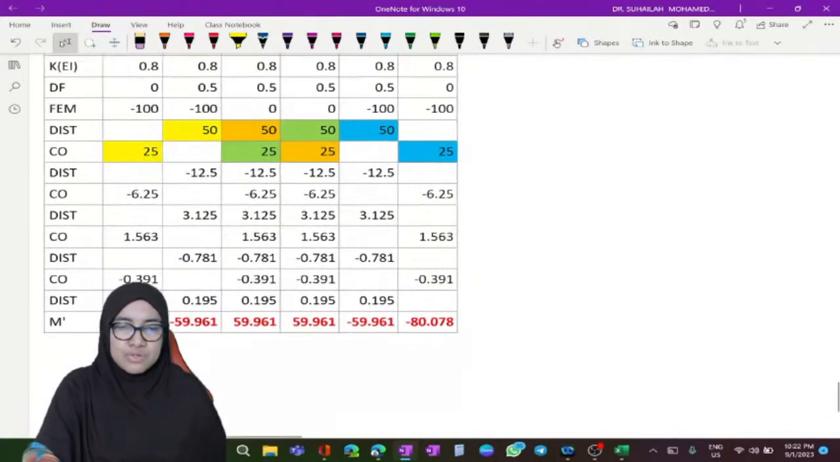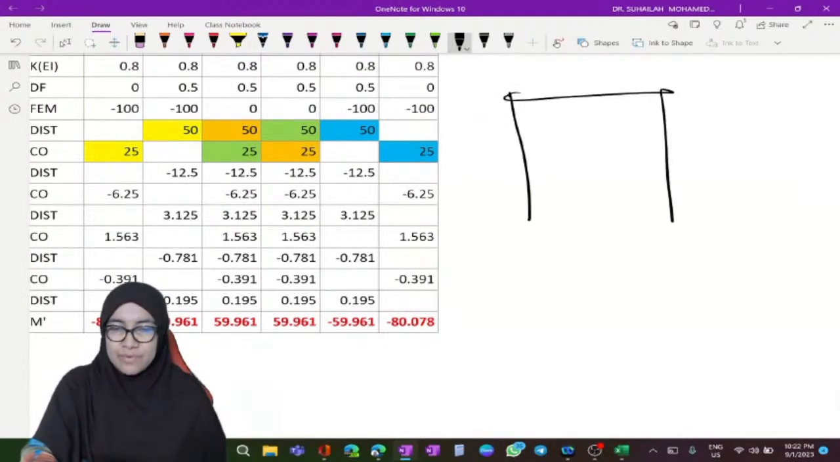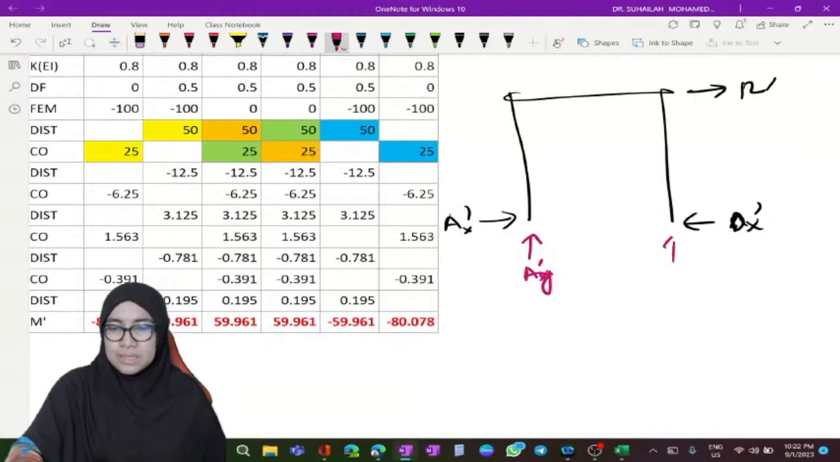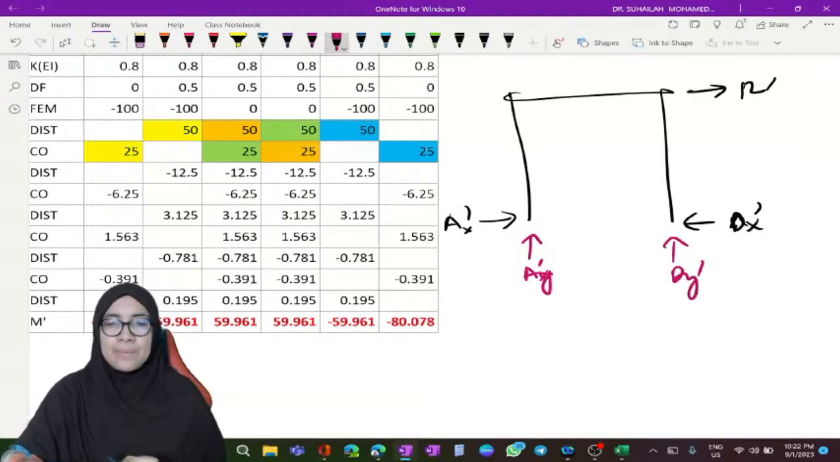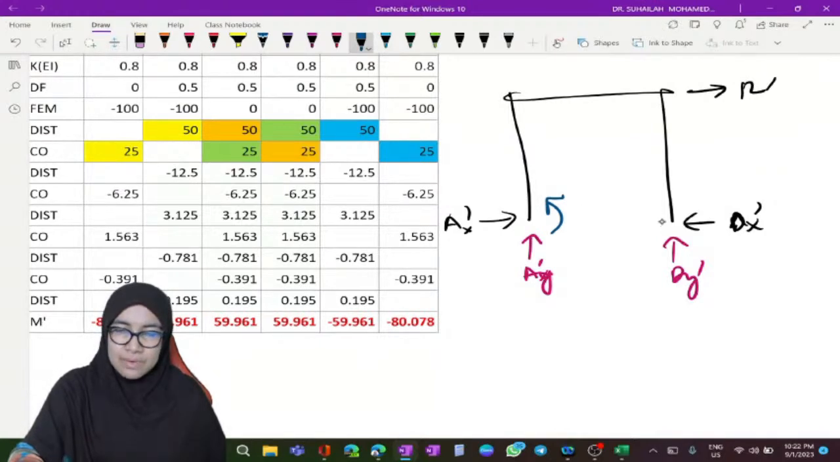So what we should do is like this. So we have the frame. So this is AX prime, DX prime. We have R prime like this. We have AX prime, AY prime. This is DY prime, and we have moment as well. Moment is negative here, and negative, negative.